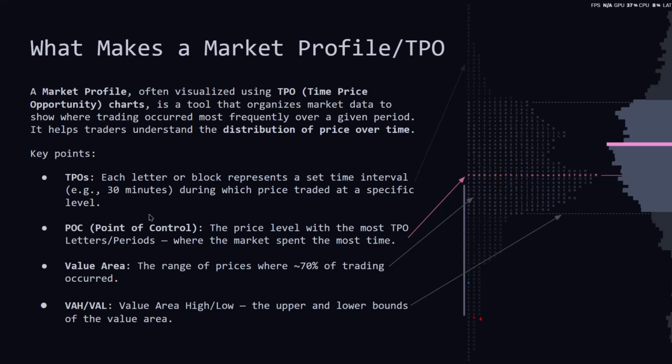Then the POC, which is the point of control, the price level with the most TPO letters slash periods, or in other words, where price spent the most time. Value area, the range of prices where 70% of trading occurred. And then here we have val high and val low, the value area high or low, the upper and lower bounds of the value area.